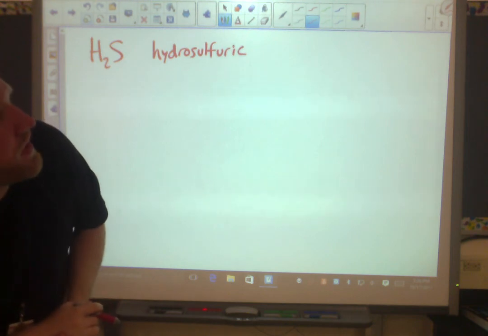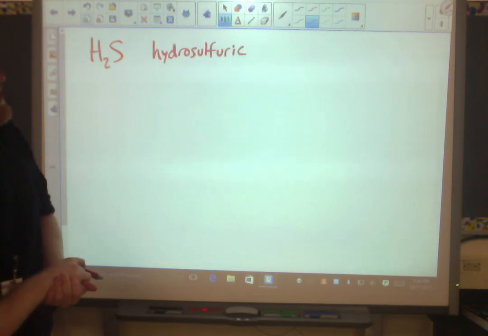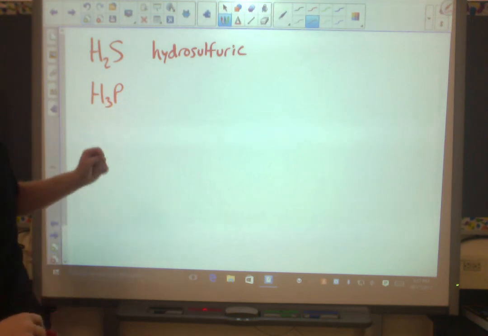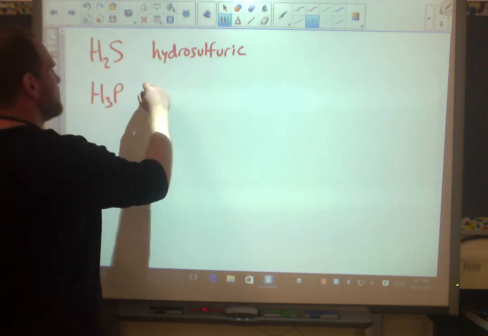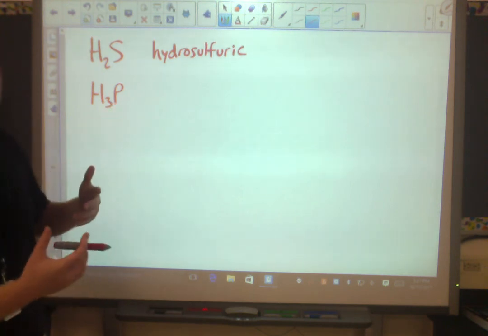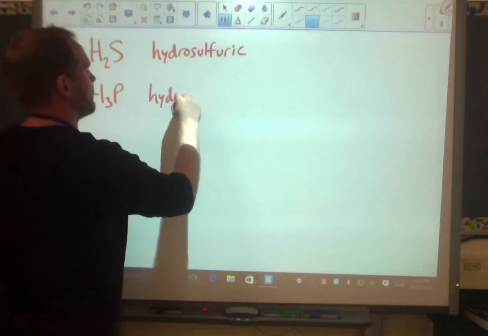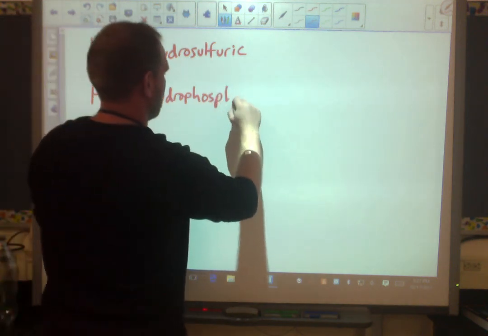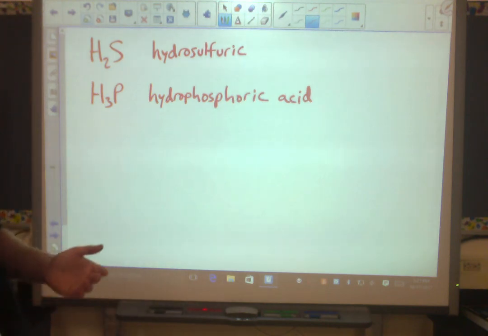We can also say, let's see, hydrogen bonding with phosphorus. That's going to be H3P. Why H3? Because P forms a 3- ion, so it's going to need 3 hydrogens to cancel it out. So you might think this would be hydrophosphic acid. Again, the root of this is phosphor. So it's going to be hydrophosphor. Let me spell this right. Hydrophosphoric acid.